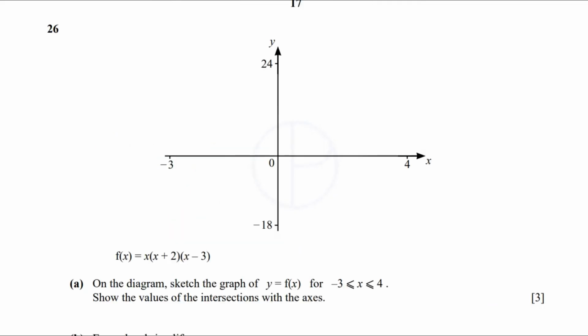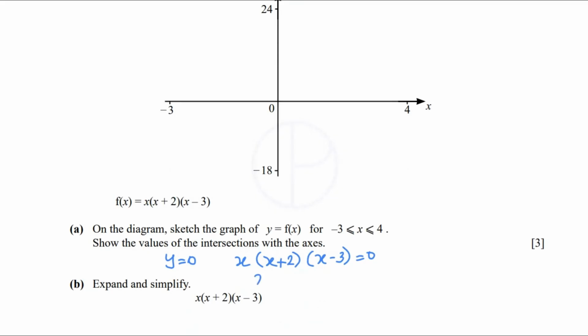The next question is, on the diagram, sketch the graph of y is equal to f of x for -3 less than or equal to x less than or equal to 4. Show the value of the intersections with the axis. Let's take intersection with the x-axis, that is y is equal to 0. So y equal to 0, which gives x times x plus 2 multiplied by x minus 3 is equal to 0.